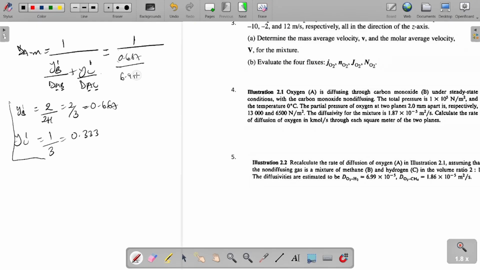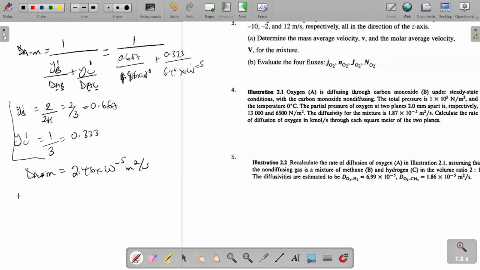Alright, in terms of the AB, the diffusivity of oxygen in methane is 1.6. So, 1.86 times 10 to the power minus 5 plus 0.333 over 6.99 times 10 to the power minus 5. That gives me the diffusivity of A in the mixture, which is 2.46 times 10 raised to the power minus 5 meters squared per second.